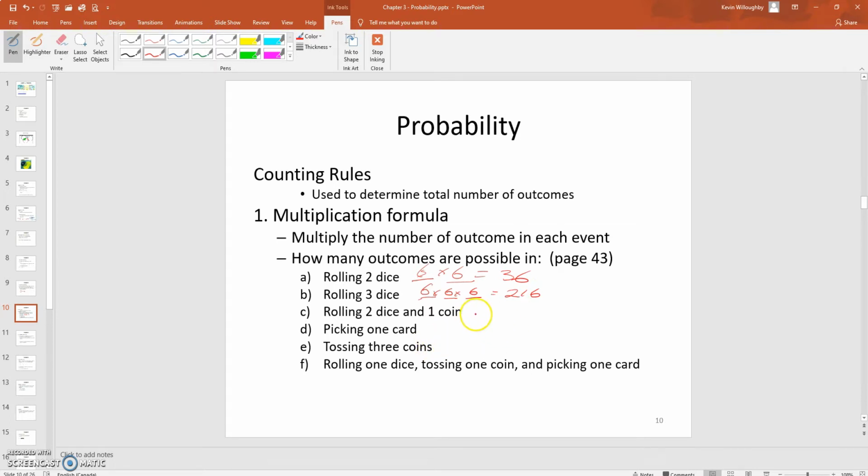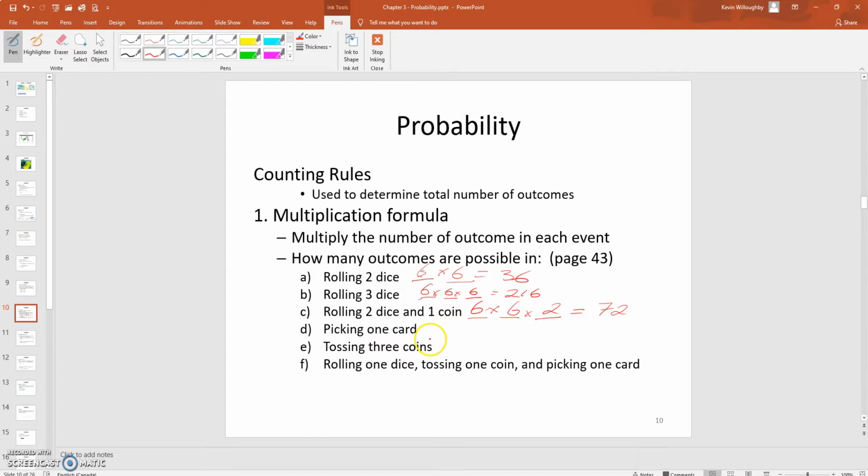Rolling 2 dice and 2 coins. There's our dice. There's our spot for the coin. We have 6 outcomes for 1 dice, 6 outcomes for the other dice, and we have 2 outcomes for the coin. So there's 72 different ways we could list or show those outcomes.